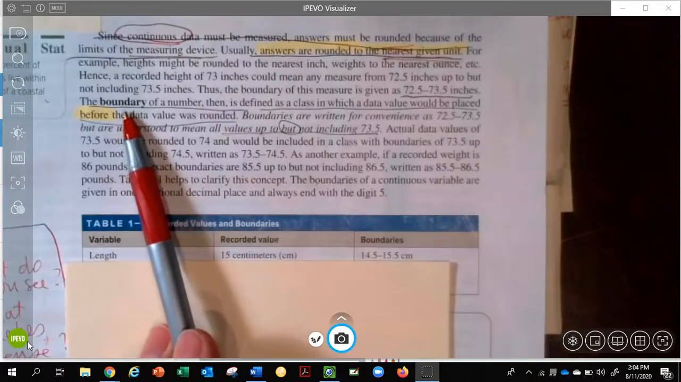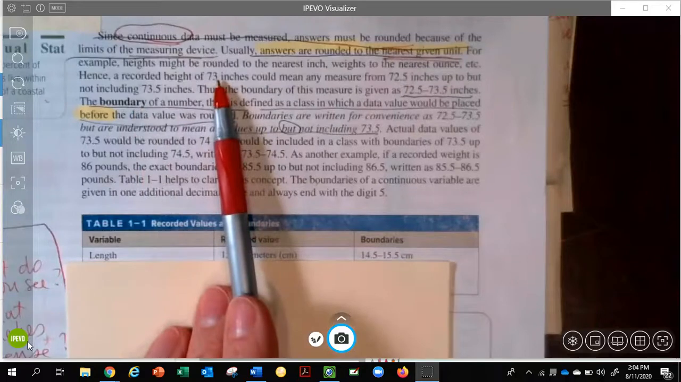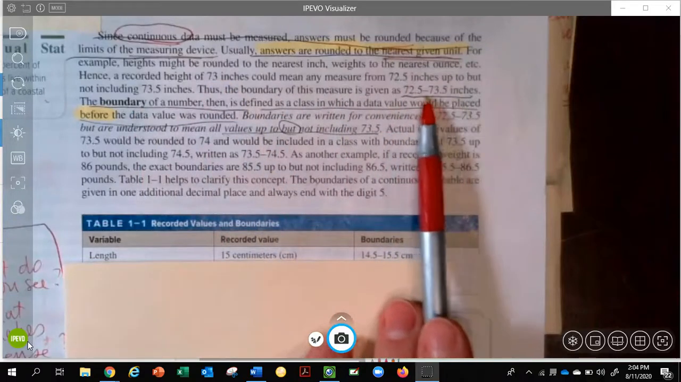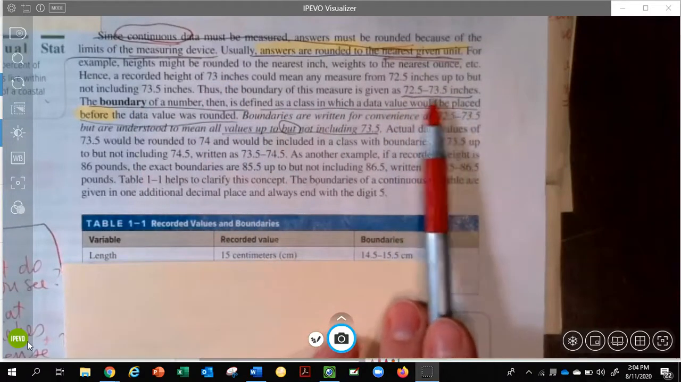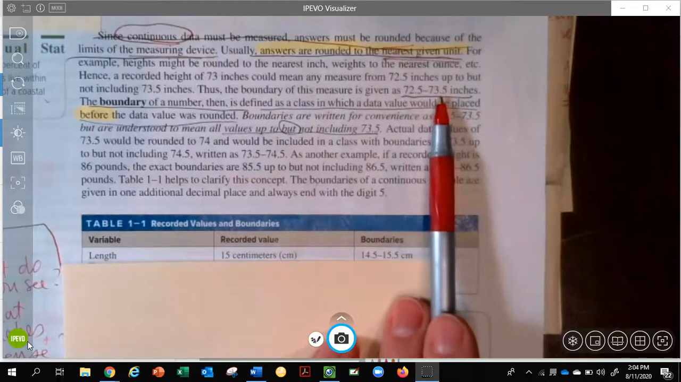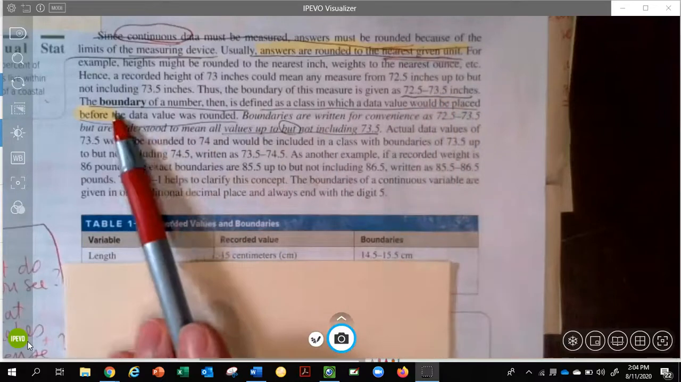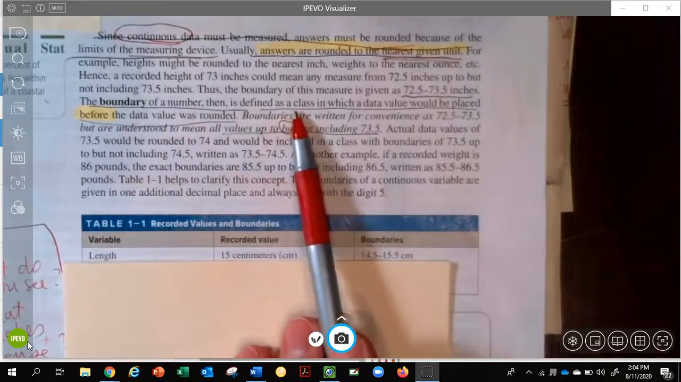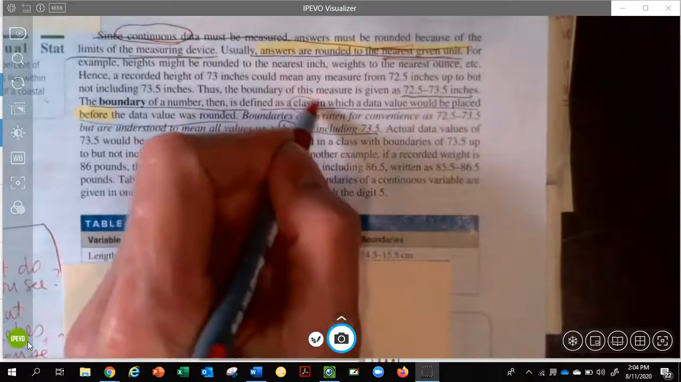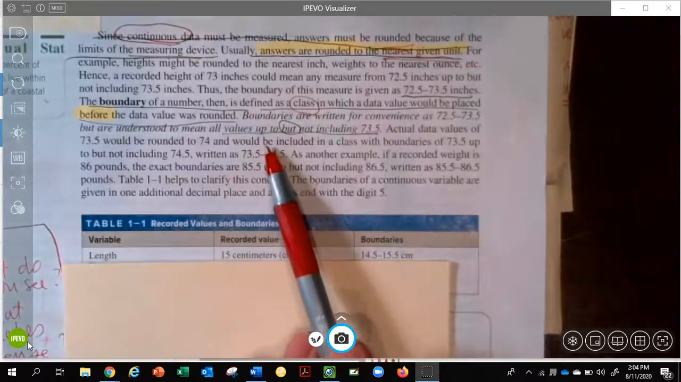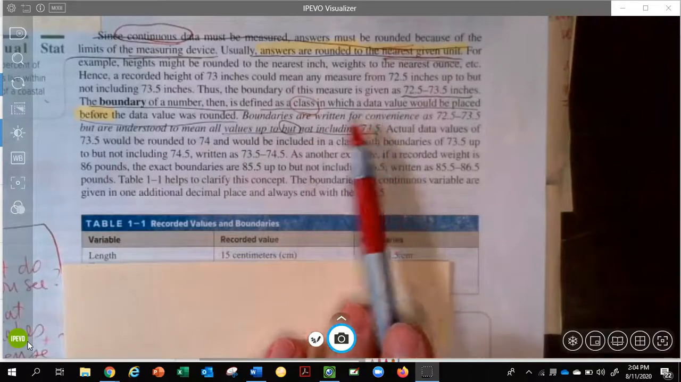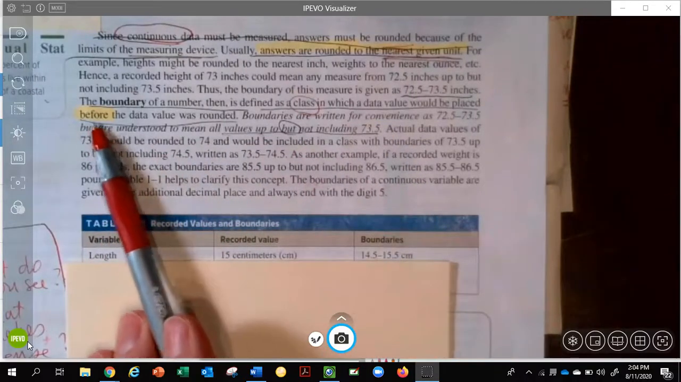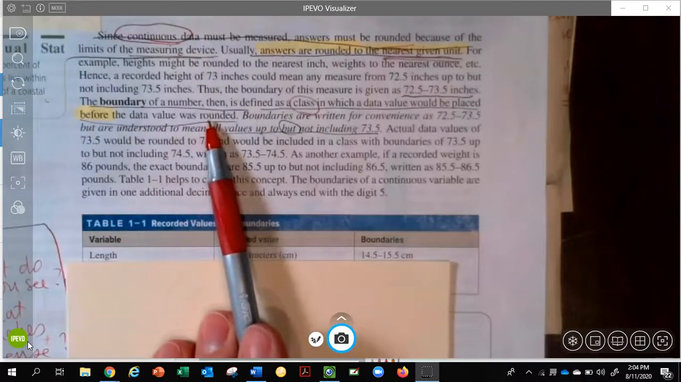So it mentions a number of 73 inches, and then it says we're going to say that it has a boundary. Well, you might want to make an index card because you're going to need to know how to write boundaries. The boundary of a number then is defined as a class. I would highlight, underline, do something with that word, in which a data value would be placed, notice this word right here, before the data value was rounded.